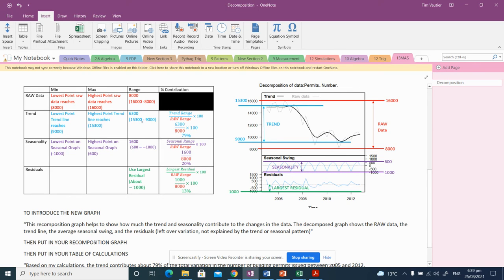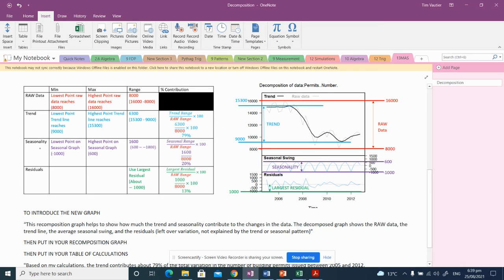And so if we do a calculation, the range for trend divided by the range for the raw data, we get the percentage of contribution of the trend. Essentially, the trend accounts for approximately 79% of the variation within the data. Most of the change we see here is due to the fact that the trend line has changed quite a bit, and so you can see our trend line's gone down quite a bit.